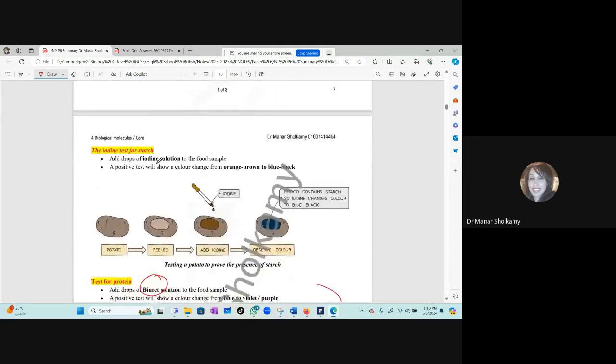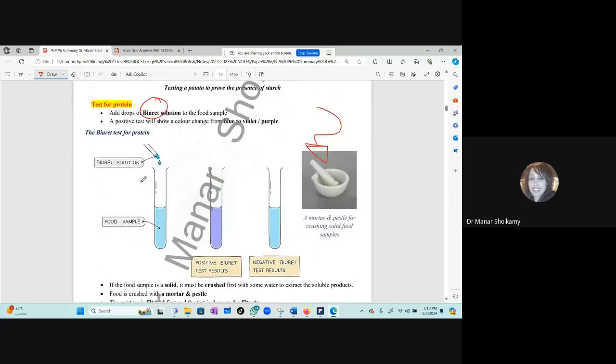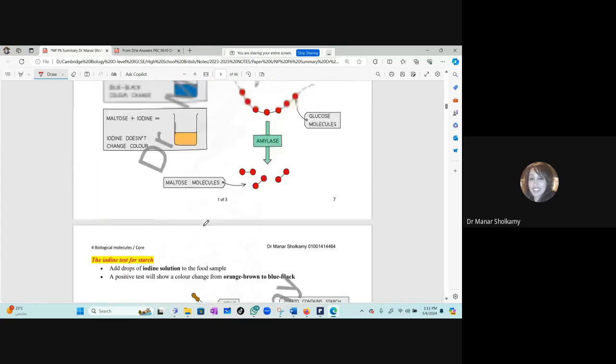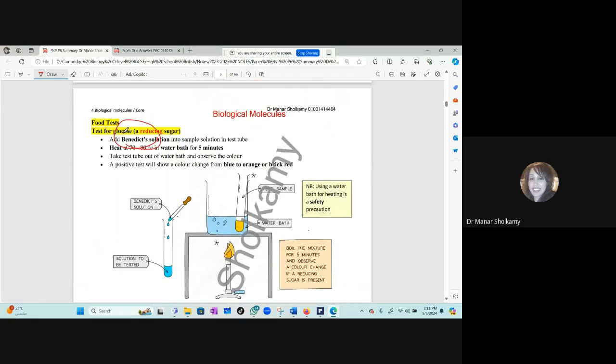Now, the test for proteins, the biuret. This is the food sample here. We start with the food sample in the test tube. We'll add the biuret. The biuret is blue. We will wait a while, and it will change from blue to colorless. Okay? So the positive result is the change from blue to colorless. This is protein.